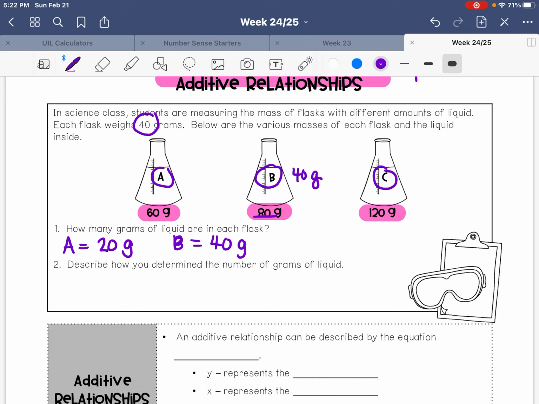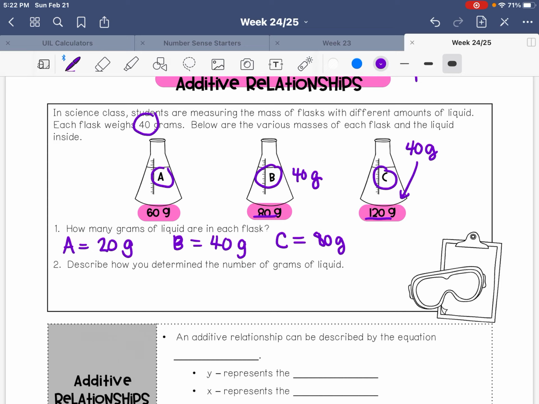And then flask C has a total of 120 grams. So flask C would have to have 120 minus 40. Let's see, that would be 80 grams of liquid in it. So the flask itself weighs 40 grams and the total is here. So that means every time you add water, or if you subtract the 40 grams, that will tell you how much water is in each flask.